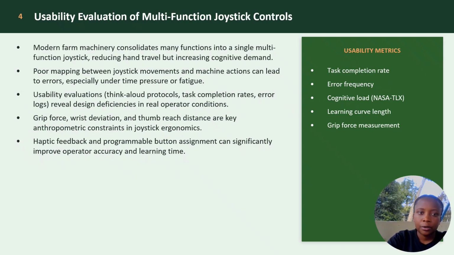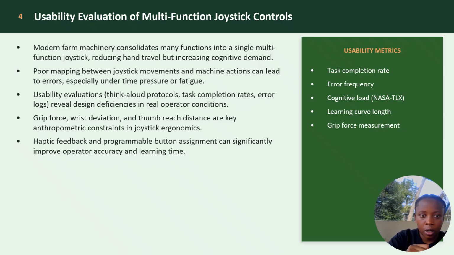The fourth topic is about the usability evaluation of multifunction joystick controls. Modern farm machinery consolidates many functions into a single multifunction joystick, reducing hand travel but increasing the cognitive demand. Second one, poor mapping between joystick movement and machine action can lead to errors, especially under time pressure or fatigue. The third is usability evaluation.